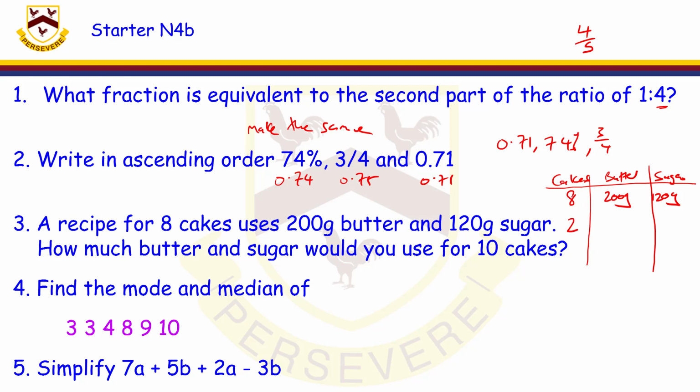In order to get to 2 from 8, I divide by 4. If I divide 200 grams by 4, I get 50. And if I divide 120 by 4, I get 30 grams. So I can add these together to give me 10. 10 cakes would be 250 grams of butter and 150 grams of sugar.